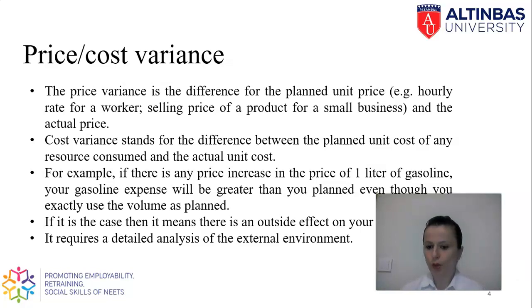In accounting, for all businesses actually, the price variance is the difference between the planned unit price and the actual price. Simply, we have no control over the price changes. For example, if you're manufacturing something, we have no control over the prices of the raw materials. However, if there is an expectation of a price increase, you can always inventory more. In a similar way, the cost variance means the difference between the planned unit cost of any resources that we will be consuming and the actual unit cost. So simply it refers to the cost items, while the price variance refers to the planned unit price if you're selling something.